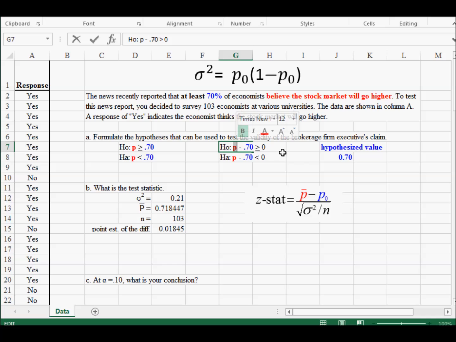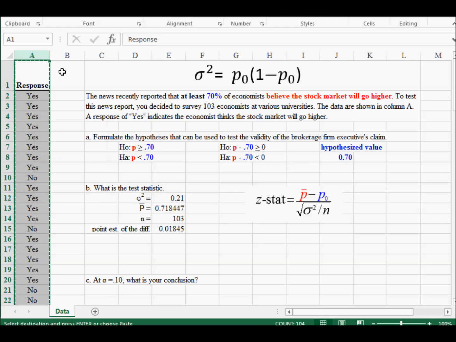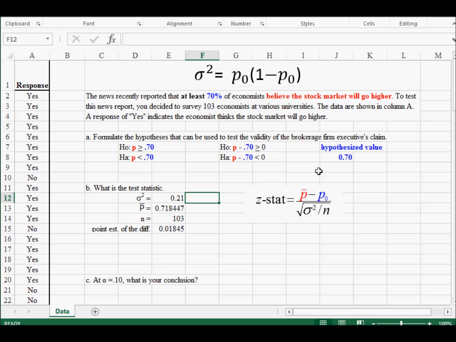Oh, sorry, I need to freeze this column. I'm going to copy and paste special this column. Now when I hit F9, I'm holding the responses of these 103 economists constant. So I'm looking at a given sample of 103. So now my numbers are stable.